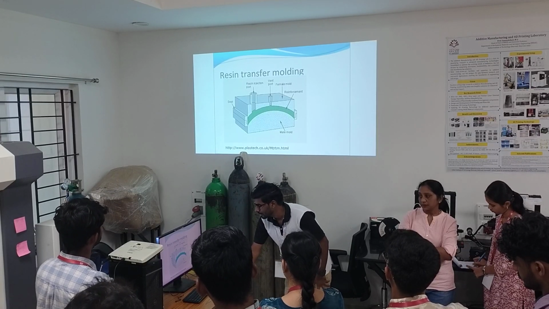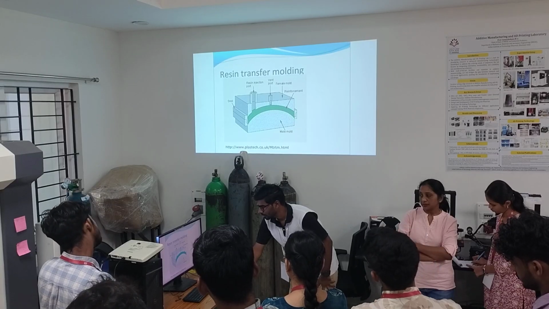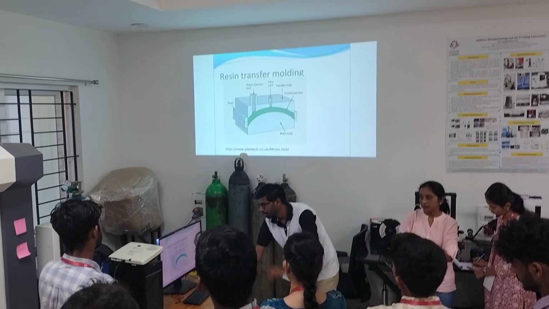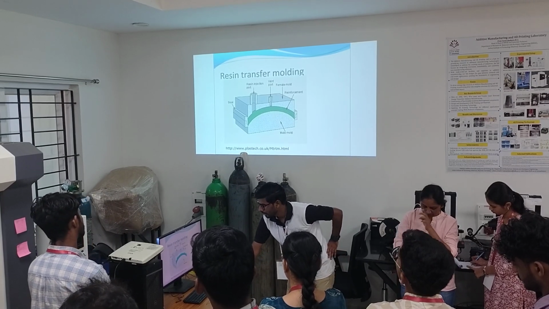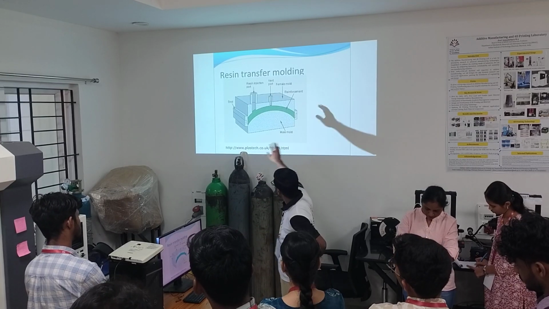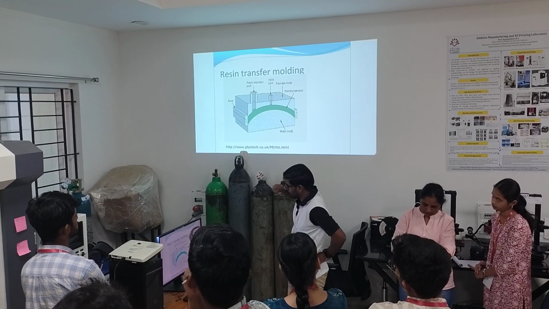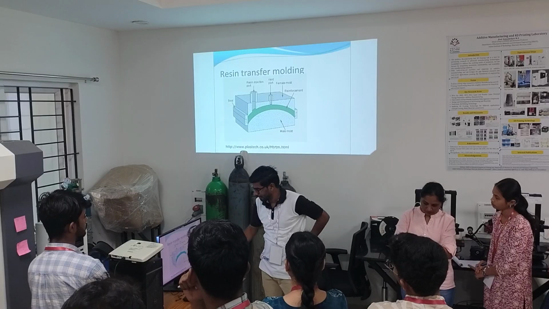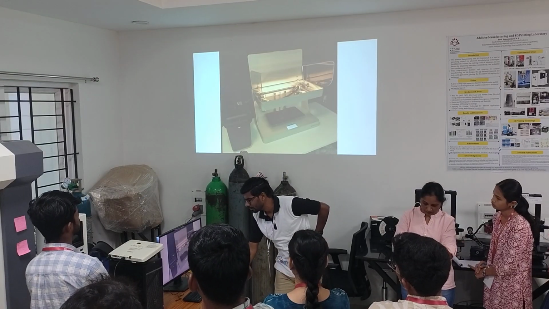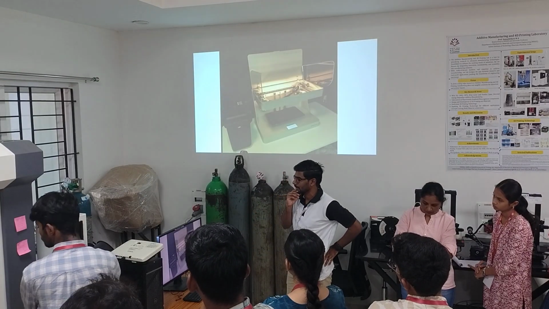Resin transfer, this is basically almost like injection molding. In this process the fibers will be placed in the mold, and then resin is poured inside it, and extra air will be vented out. So these are a few of the basic manufacturing methods.